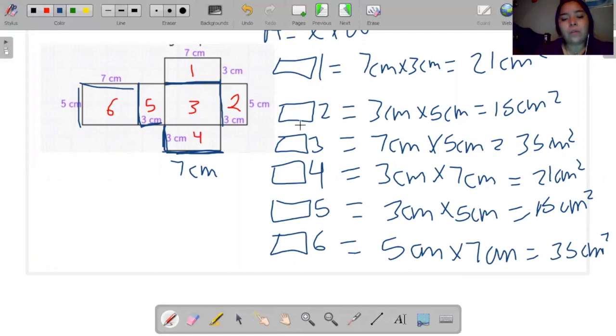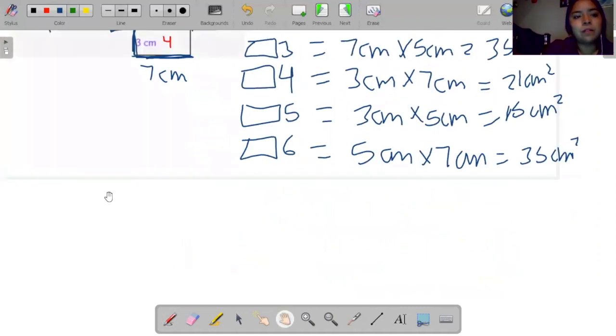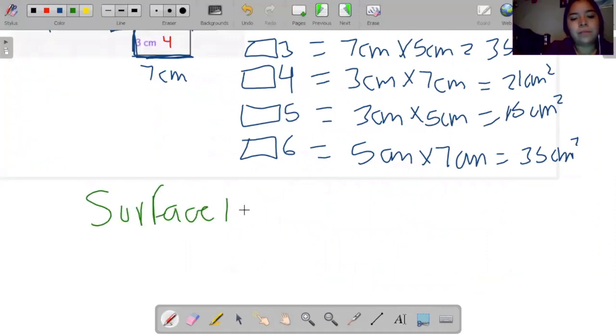Okay, now we know the area of each face, so let's add them together. We have 21 plus 15 plus 35 plus 21 plus 15 plus 35. So our surface area is equal to 142 square centimeters.